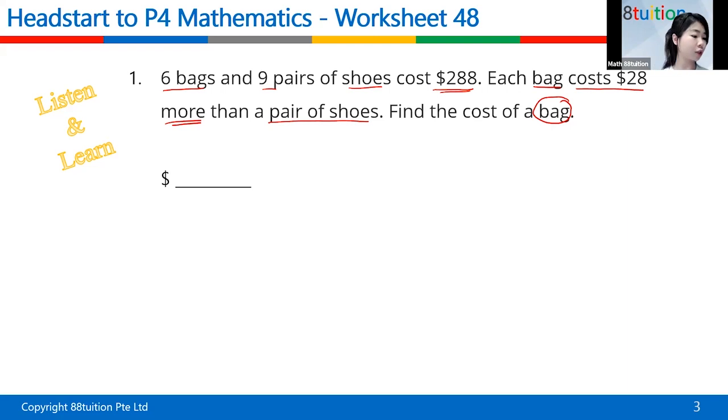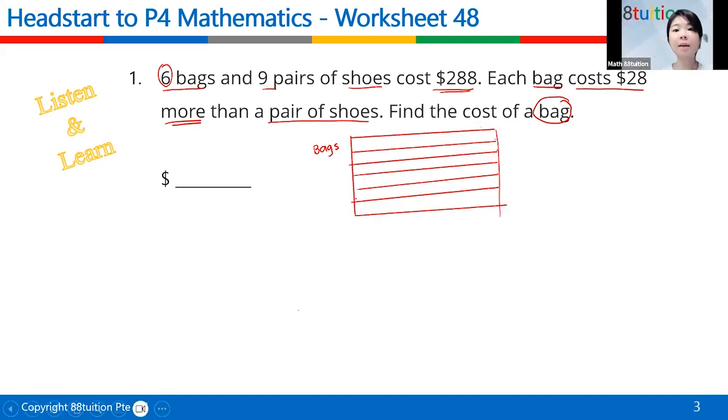So how do I do this question? I'm going to draw the model in this way. Look very closely. First, I'm going to draw the models for the bags. Okay, there are 6 bags, which means I am going to draw 6 bars. Okay, so I have 6 bags. Everybody can see? 1, 2, 3, 4, 5, 6. Now, we know that each bag is $28 more than the shoes.